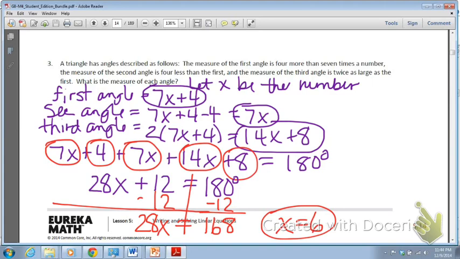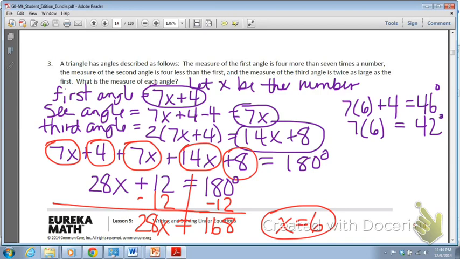My first angle, if x equals 6, my first angle is 7 times 6 plus 4. Because I'm looking at this expression here, 7x plus 4. So 7 times 6 plus 4 is 42 plus 4, or 46 degrees for the first angle. The second angle is just 7x, so it's 7 times 6. It's 42 degrees. And then my last angle is twice the first. It's 14x plus 8, but I also know that it's just double 46, so it's going to be 92.